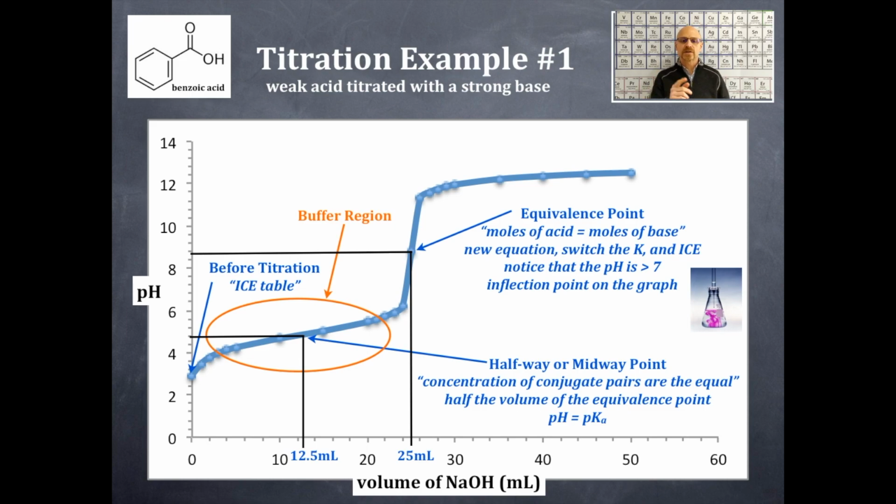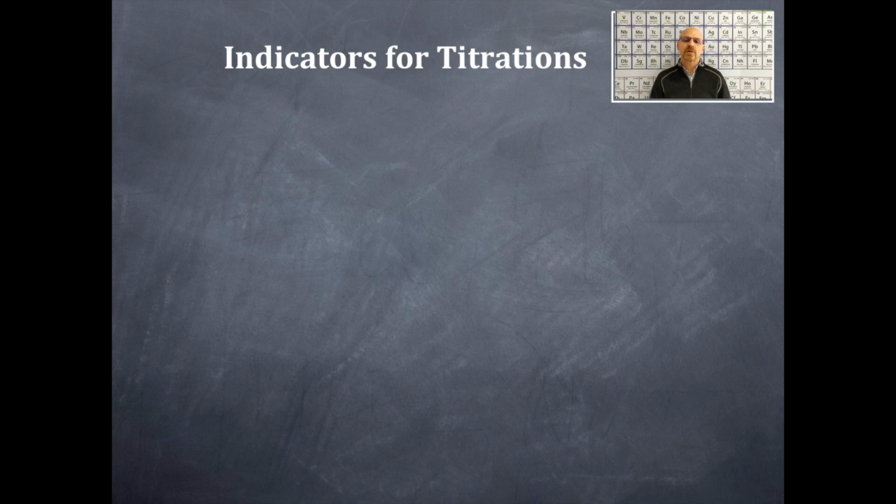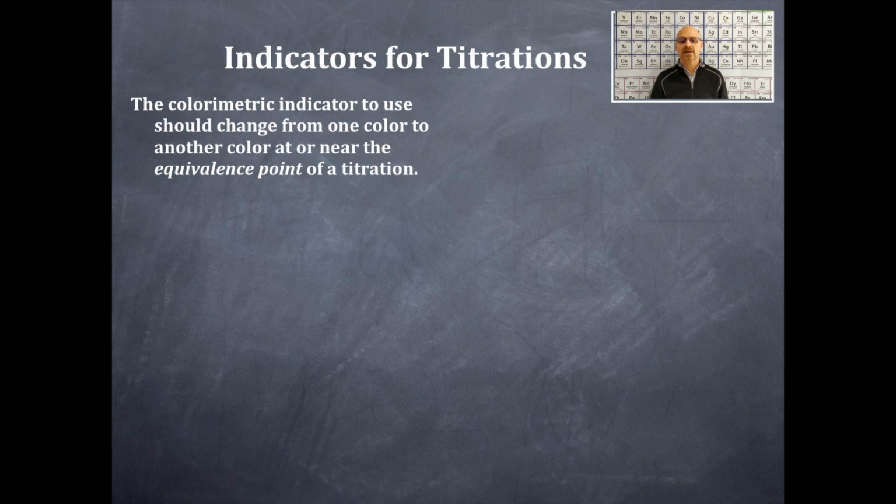All right, so another thing that we need to know is indicators for titrations, and the indicator is necessary at the equivalence point or the end point of the titration. So a colorimetric indicator is used to indicate where that change occurs. Okay, and it should be near the equivalence point or the end point of that titration.